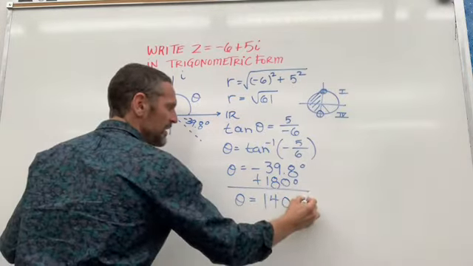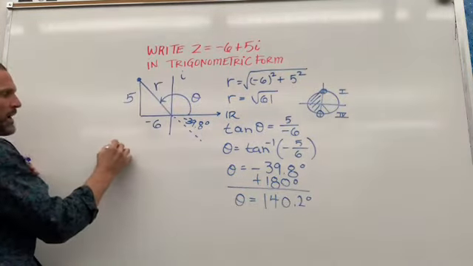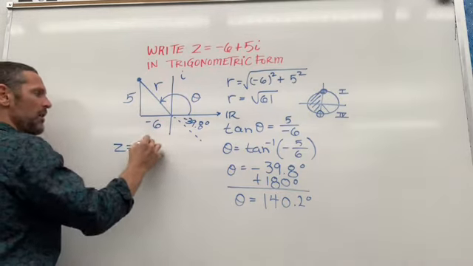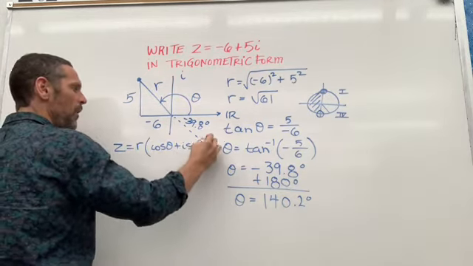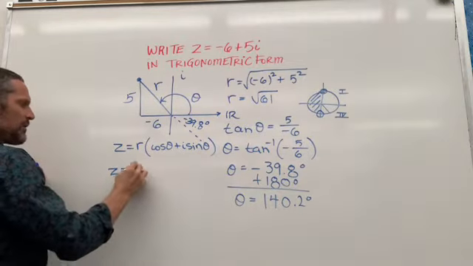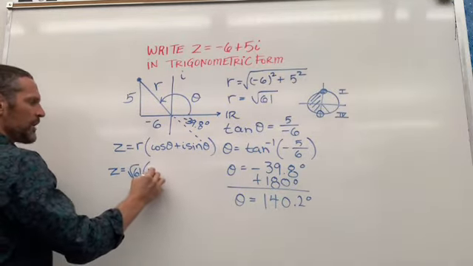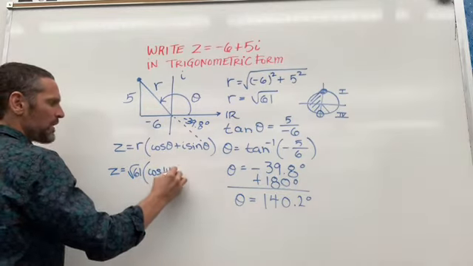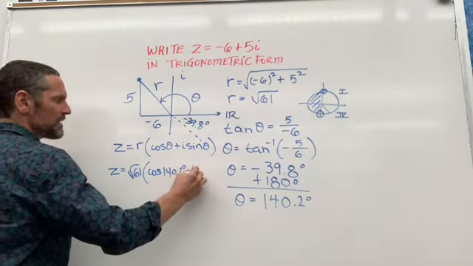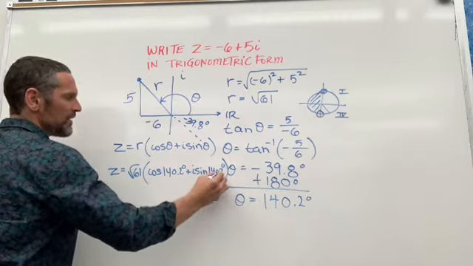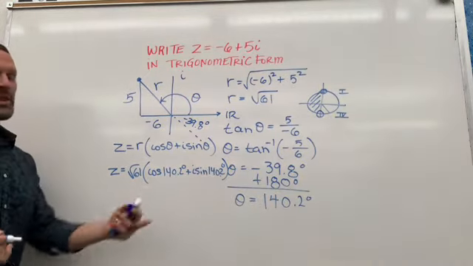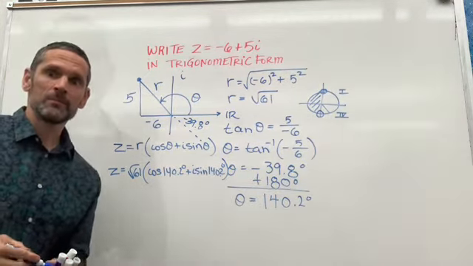140.2 degrees. So now that we want to write it as z equals r times cosine theta plus i sine theta, that's our goal. We can say z is equal to the square root of 61 times cosine of 140.2 degrees plus i sine of that same angle, 140.2 degrees. Sorry, that's a little cramped there. But that's the way we're going to go about this.